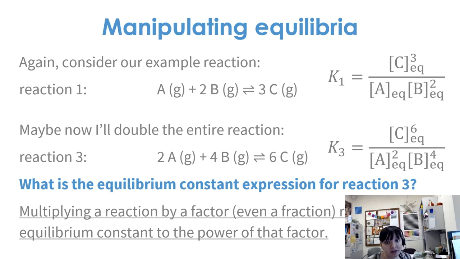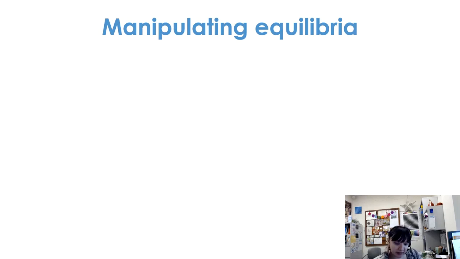Now this works even if we have, say, a fraction as our factor that we're multiplying as well. So for example, if I were to divide the entire reaction by a number, that would be like just multiplying by a fraction. In that same way then, the K constant would just be taken to the power of that fraction. So we can take a look at an example right here just to put these different ideas together.